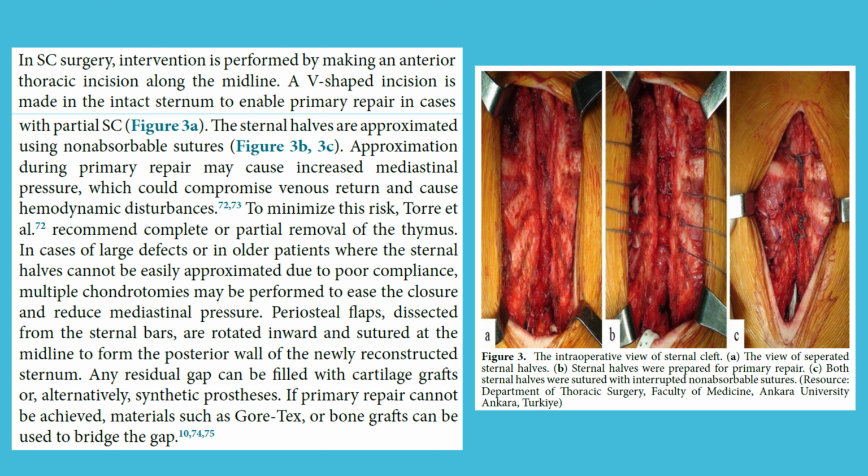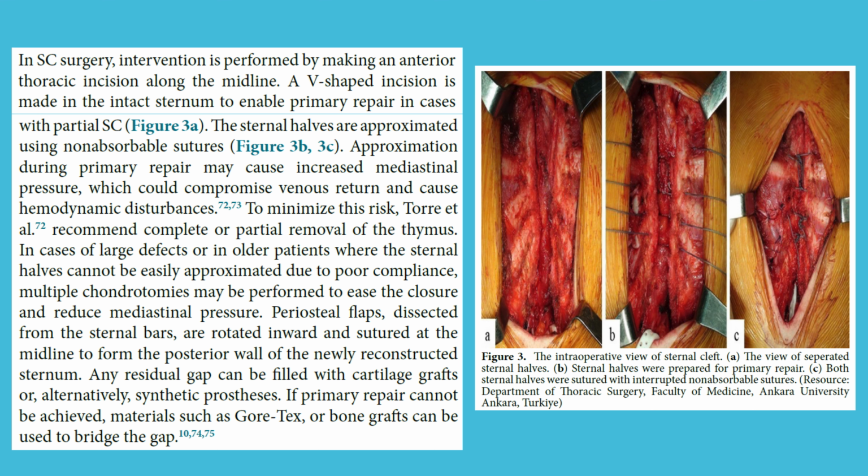In SC surgery, intervention is performed by making an anterior thoracic incision along the midline. A V-shaped incision is made in the intact sternum to enable primary repair in cases with partial SC. The sternal halves are approximated using non-absorbable sutures. Approximation during primary repair may cause increased mediastinal pressure, which could compromise venous return and cause hemodynamic disturbances. To minimize this risk, Torrey et al. recommend complete or partial removal of the thymus.